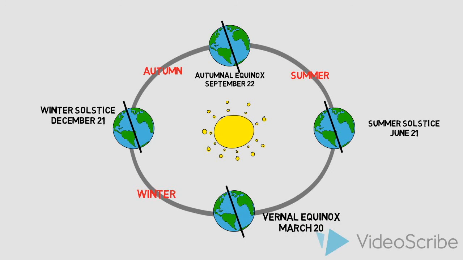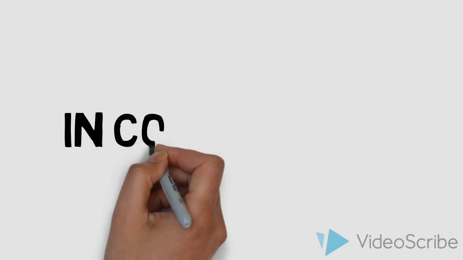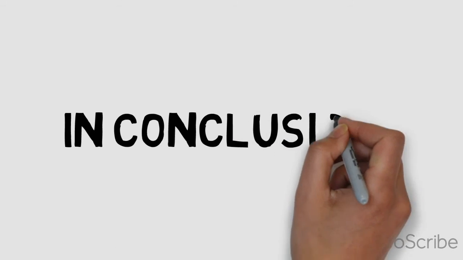Now, with all of the information that we have explained in this video, next time someone asks you why the seasons occur, you will be able to answer that it is thanks to obliquity. In other words, without obliquity, there will be no seasons.